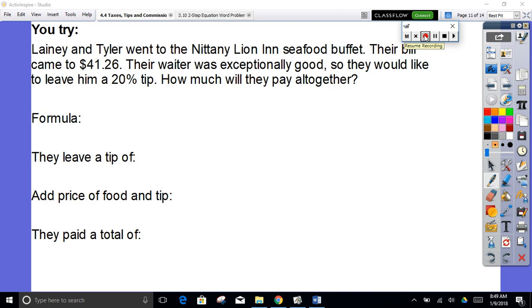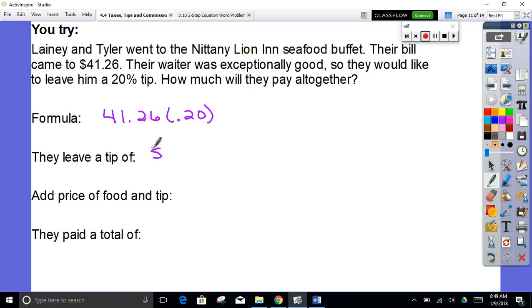Okay, I think we're good, or at least close to being done here. Reed, were you able to finish? What did you do? Did you set up a proportion, or did you just use the formula? I just used the formula. Okay, so what did you write? 41.26 times 0.20. Okay, and then what did you get as an answer? 8.25. Good. $8.25. Okay, good.